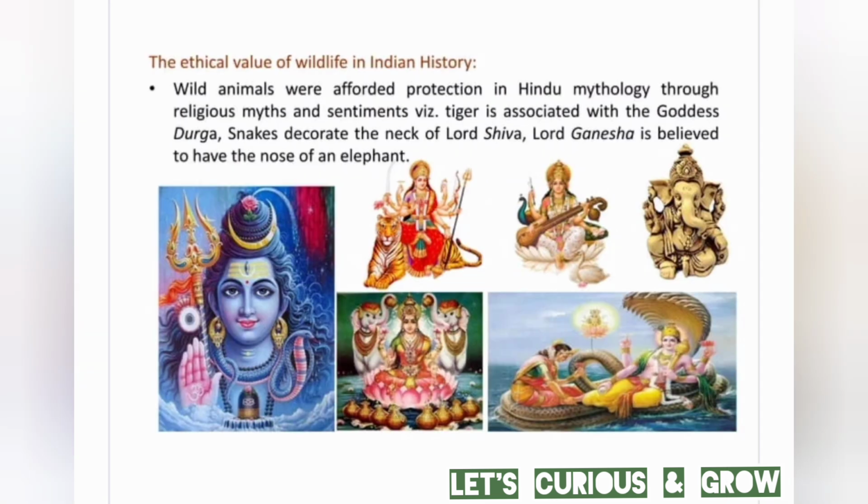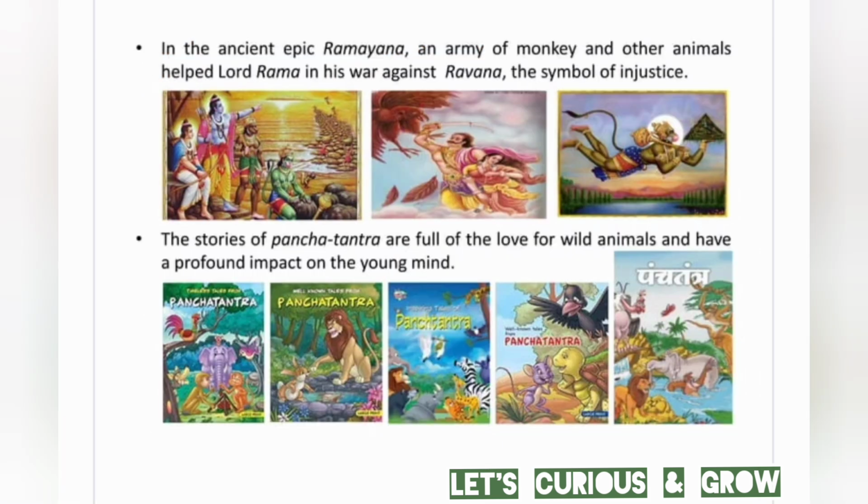Again, through these picture representations, we know that the ethical values of wildlife in Indian history are important. For example, there are religious myths, including Indian mythology. The wild animals were afforded protection in Hindu mythology through religious myths and statements: the tiger is associated with the goddess Durga, the snakes are decorated on the neck of Lord Shiva, and Lord Ganesha is believed to have the nose of an elephant. So these are also ethical values related to the IKS system, that is, the Indian knowledge system.